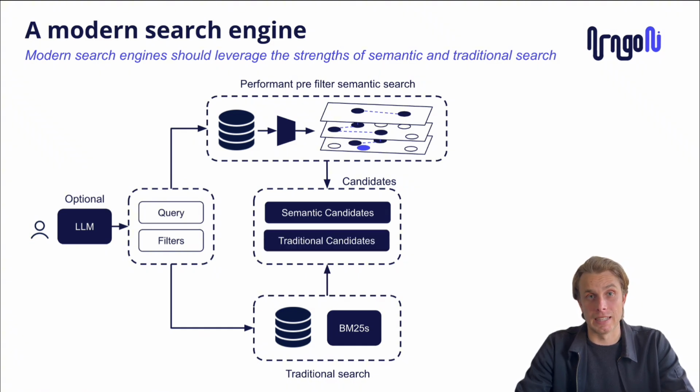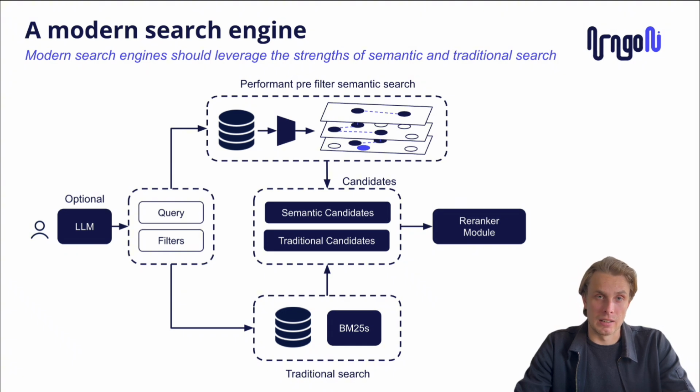We can now group these together in a candidate pool. So let's say that we've had M results from our semantic search and we've had N results from our traditional search. We now have this M plus N candidate pool, but we want to return just a subset of that. We want to return just K. So what we introduce now is a re-ranker module, and this is something that is getting more popular.